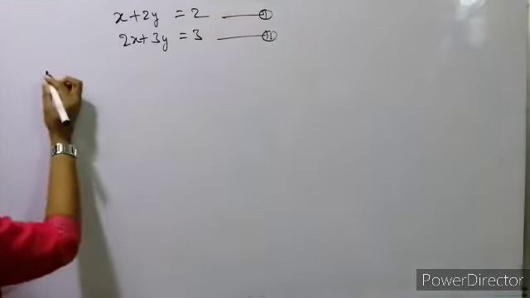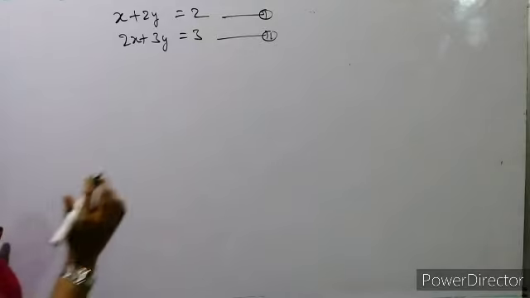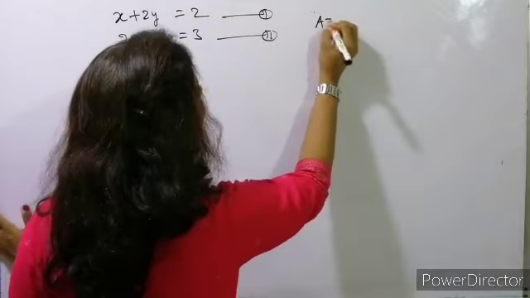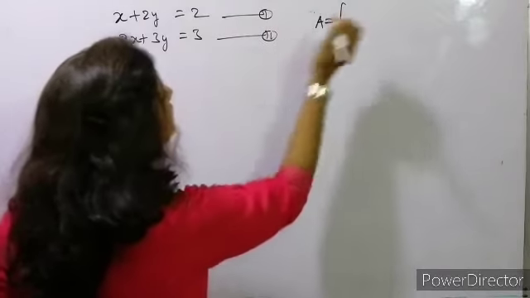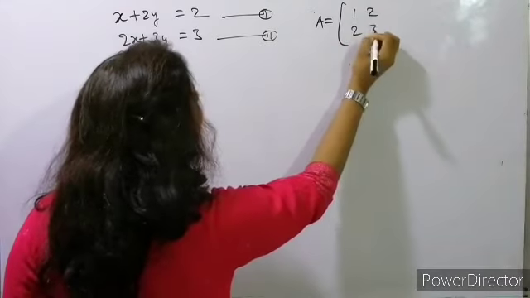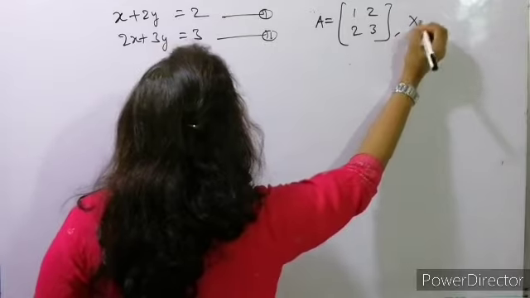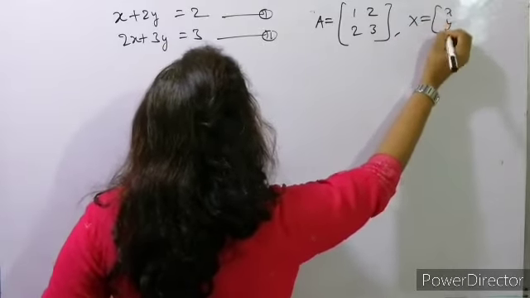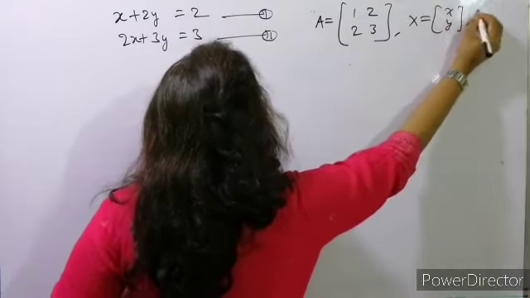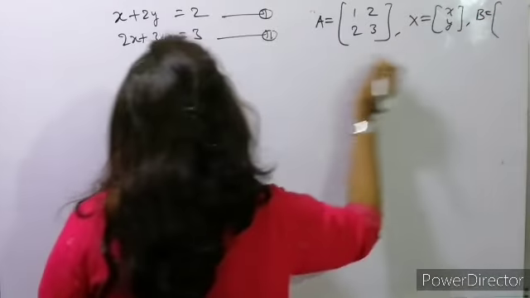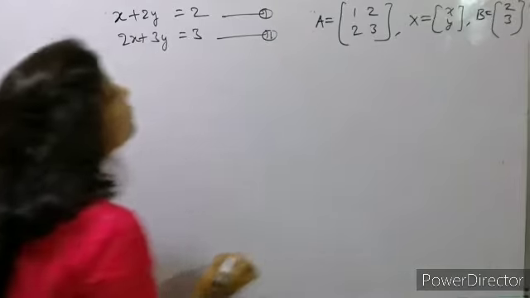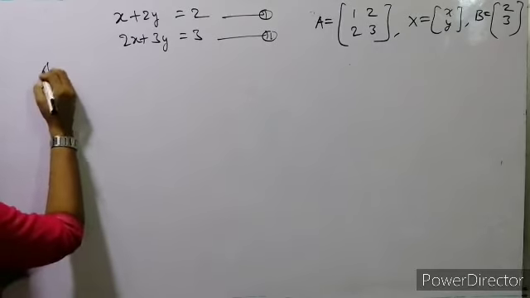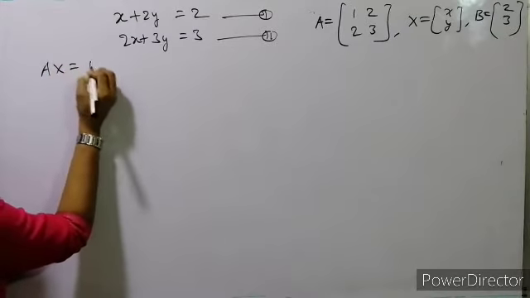What you have to do, first of all, you just find out the value of A, and this A will be equal to [1 2; 2 3]. X will be equal to [x; y], and B will be equal to [2; 3]. Okay, and here A into X is equal to B.